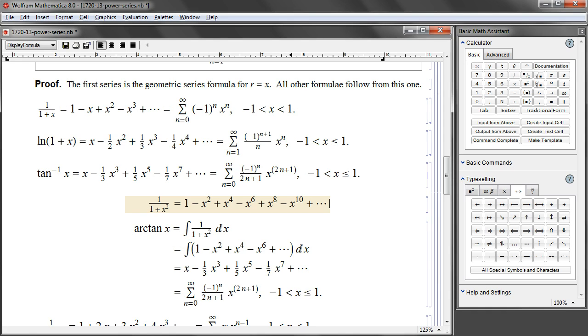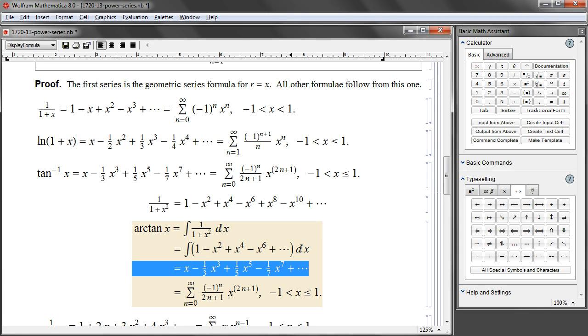So from there, if we take the antiderivative, then we're going to get the third line over here. x minus 1/3 x cubed plus 1/5 x to the 5th power minus 1/7 x to the 7th power, and so on. We're going to get all the odd powers and odd denominators with alternating sign. And that ends up being the power series expansion formula for the arctangent function.